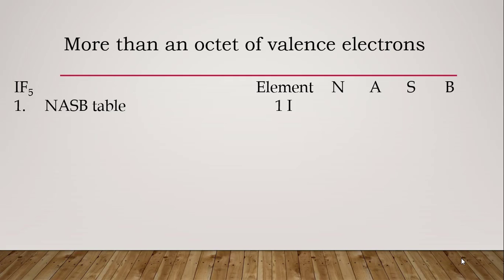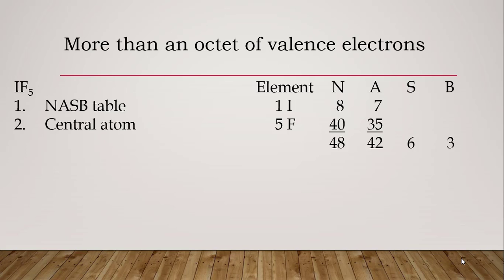So we set it up. We have one iodine, which needs 8 valence electrons, and it has 7 available. We have 5 fluorines. 5 times 8 is 40, so we need 40 valence electrons. Each has 7. 5 times 7 is 35. When you add up the first column, it's 48. The second is 42, which means you have to share 6 electrons, which means that there are 3 bonds. But we've already said we know we need 5 bonds, so the NASB table doesn't make sense.